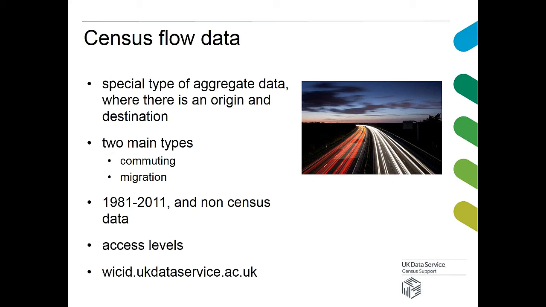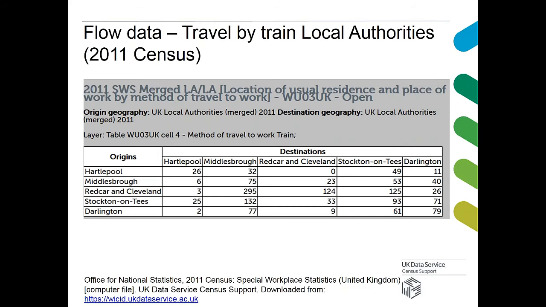The 1981 to 2001 data is all open, but not all of the 2011 data is open access. Some of it requires authentication. It's restricted to UK academia, basically not for commercial use, but government staff, NHS, research councils and so on can access it as well, and you just need to contact us through the help desk if you can't access it for whatever reason. It's all accessible through an application called Wicked, and you can find that on our website. This is a very simple table from Wicked showing travel by train for some local authorities. You can see the origins here and the destinations there. And the diagonal line shows people who travel by train but within the same local authority. That's just what flow data is.